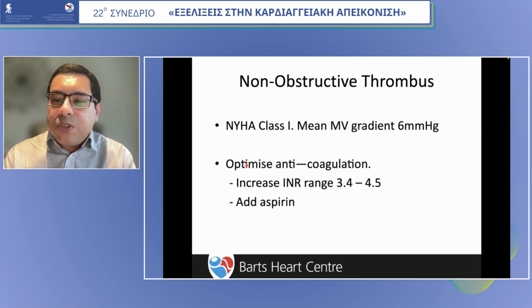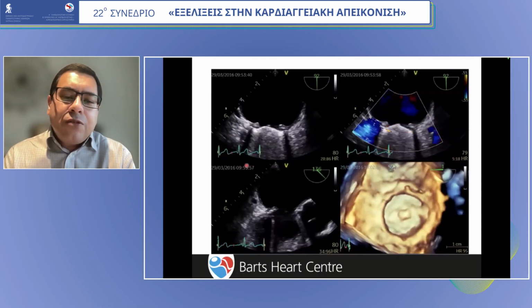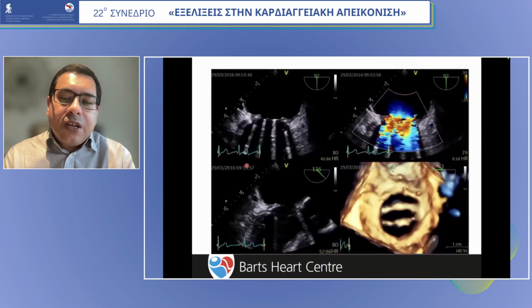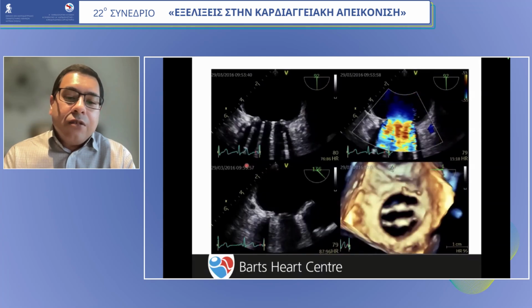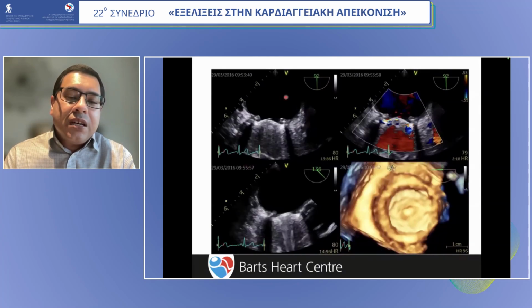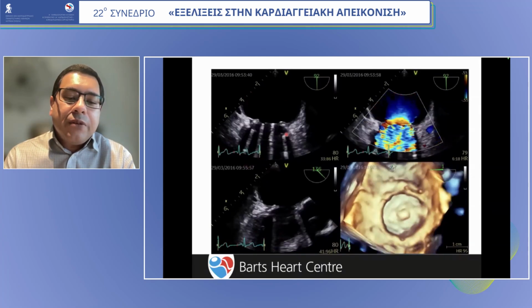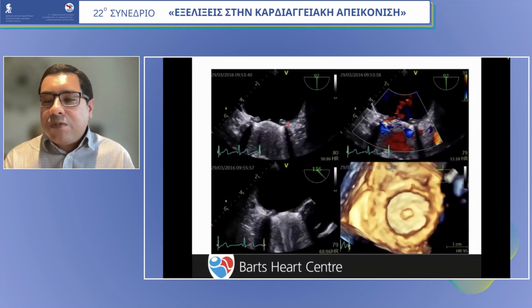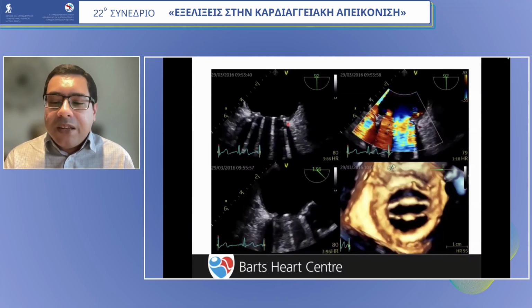Repeated imaging, thrombus was still there. Added some antiplatelets. So in this case, we added aspirin, or you could add clopidogrel. And the end result is, after that, the thrombus had resolved. The gradient had gone down, as you can see quite nicely on this TOE here. So that's non-obstructive thrombus, which we've treated with anticoagulation and antiplatelet.